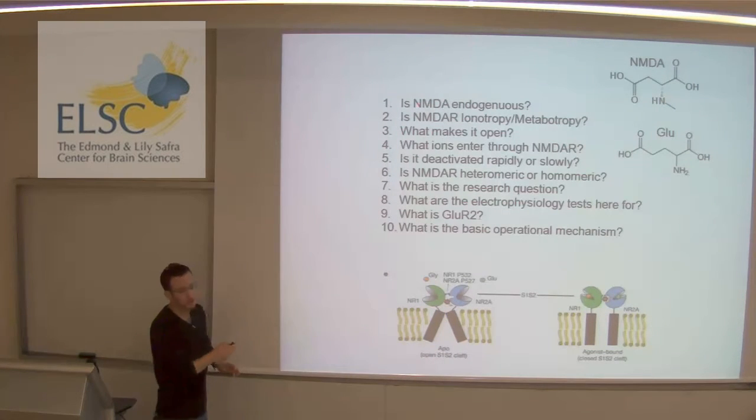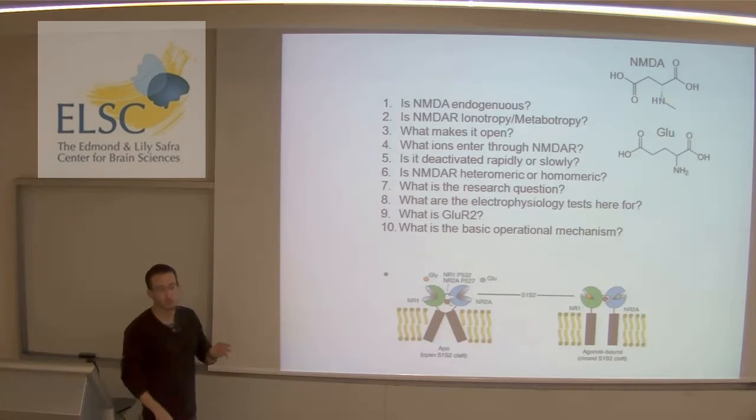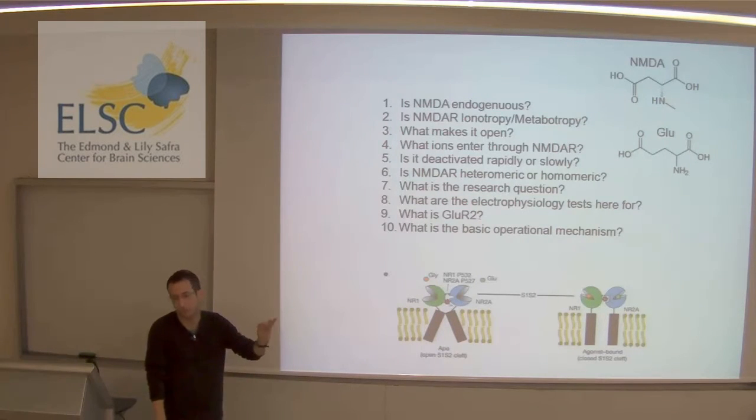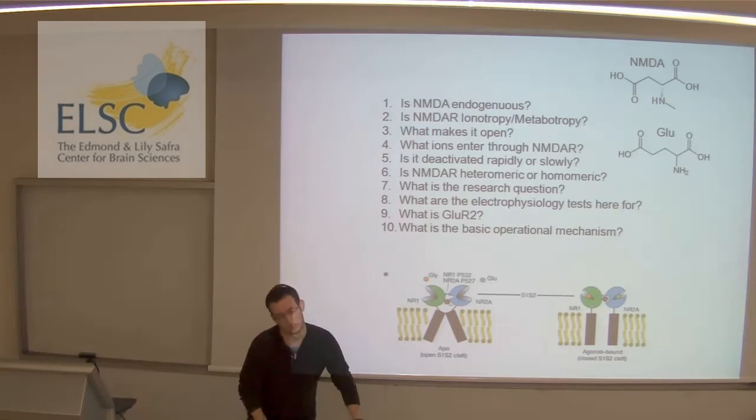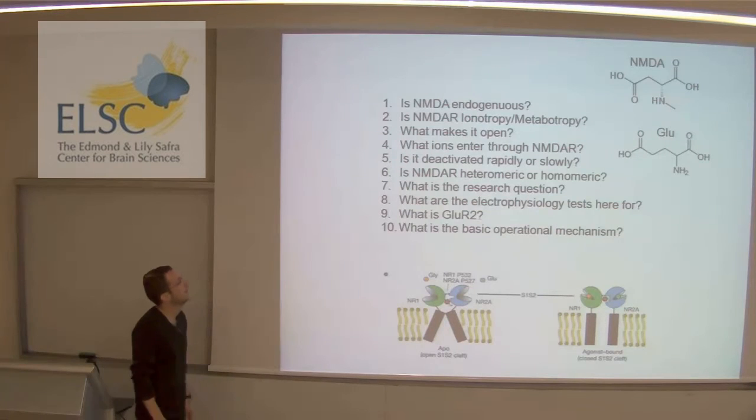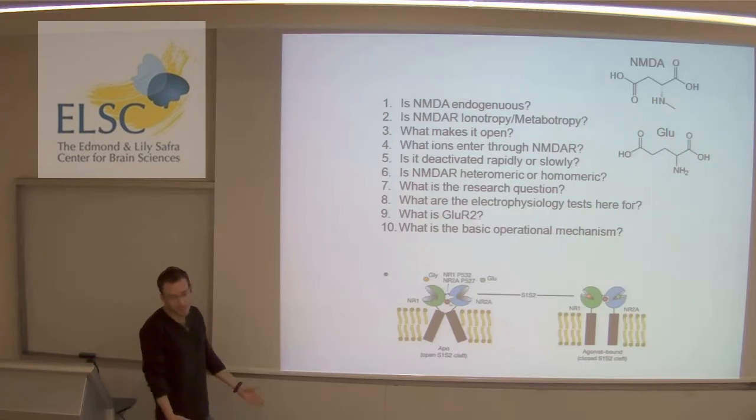Is it endogenous? Meaning, would you find NMDA in the brains of living organisms in nature? That's what endogenous means. No, it's not endogenous. It's a synthetic molecule. So in nature, what activates the NMDA receptor? Glutamate. The neurotransmitter glutamate, which is, as you already know, an amino acid, activates the NMDA receptor. And artificially in the lab, while doing experiments or even injecting it into the animal, if you inject NMDA, it will also activate the NMDA receptor.